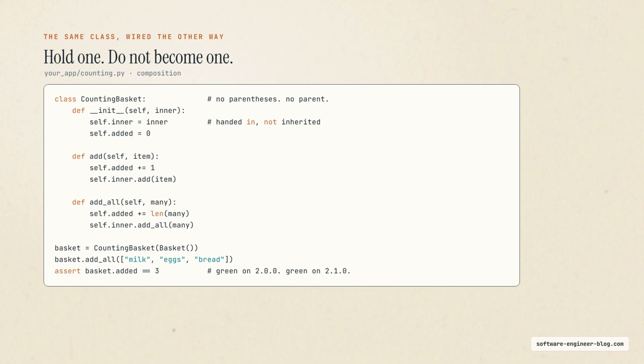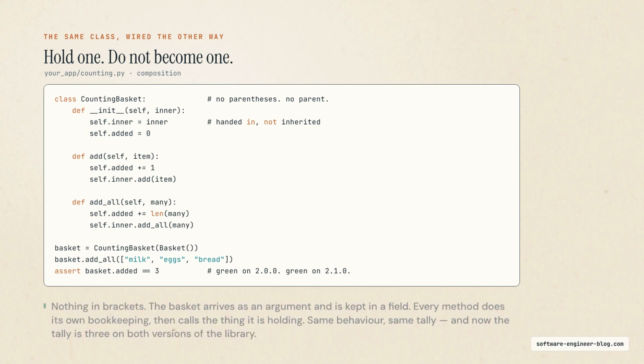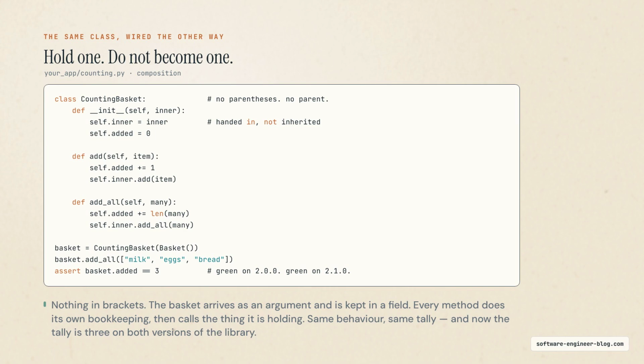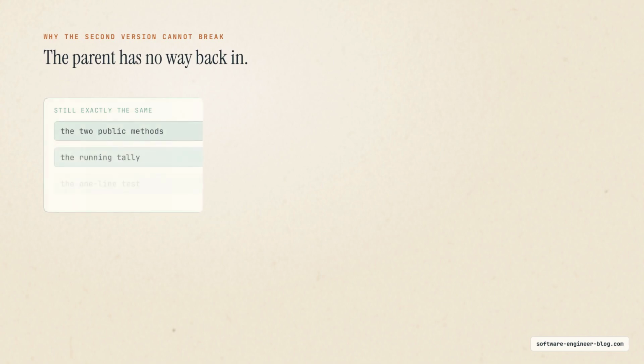Now here is the part worth sitting with. That test says 3 on version 2.0. It also says 3 on version 2.1. The line that broke everything a minute ago cannot touch this. Why not? Because of one word. Inside the library's addAll, self means the library's own basket object, not yours. It has never heard of yours. So when it calls self.add, it calls its own add, does its own appending, and the tally is not involved.